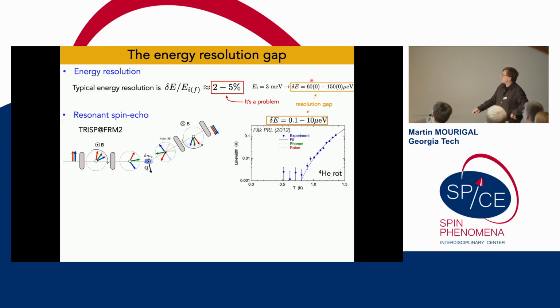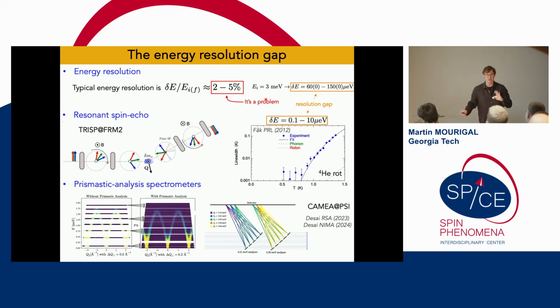In other words, this resolution is too good for our crappy samples, and this resolution is too bad for our pristine samples, so to speak. So really, this resolution gap I consider a huge problem, and again, future instrumentation should really be geared at closing that gap, because I think there's a lot of physics that is awaiting in that particular regime.